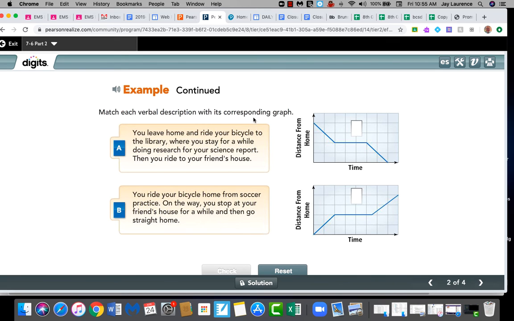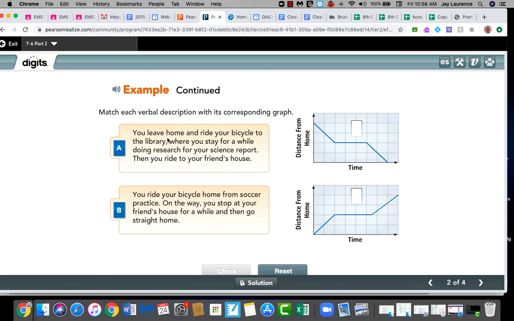All right. So, distance from home. This one is not starting at home because the distance from home is greater than 0. This one is starting at home because the distance from home is 0. Now, this one, the person does not end up at home at the end of the story, but at this one, they do. We're supposed to match the story with the graph. Well, it's pretty simple since one of them starts from home and one doesn't.